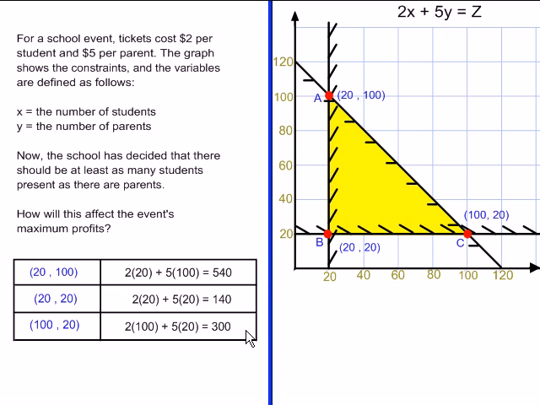If this problem was complete, I would have my answer now. Since we're trying to maximize profits, I picked the largest number. $540 would be the maximum profit, and it would be earned by selling 20 tickets to students and 100 tickets to parents.